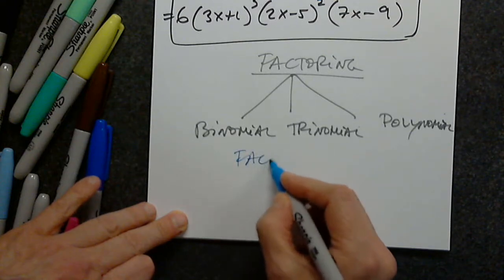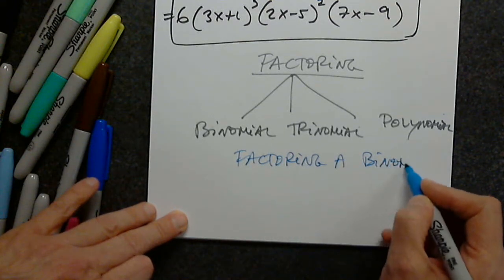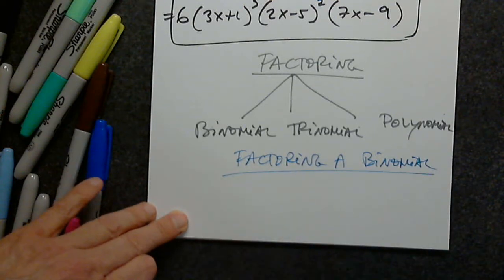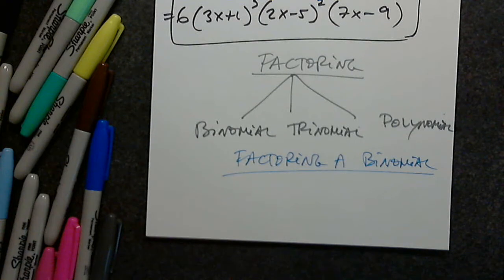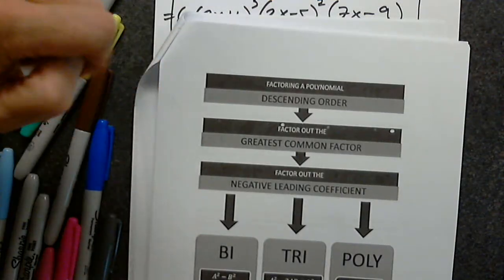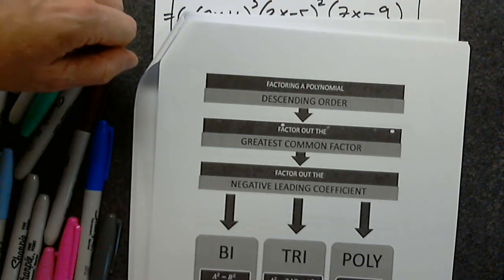So factoring a binomial. Here's the strategy. So now I would like you to, I'm going to write it anyway, but I would like you to go back to the next page. Just go to the next page.